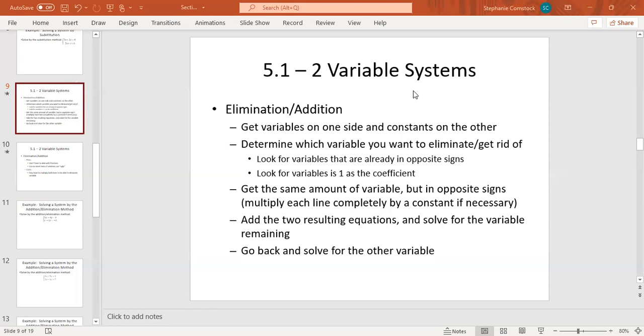Once you get the same amount of a variable but in opposite signs, so again, a positive 3x with a negative 3x, and you are allowed to multiply either line or both lines by a constant if you need to make that happen, you're going to add the two resulting equations and then solve for the variable. And similar to the substitution method, we have to go back and solve for the other variable.